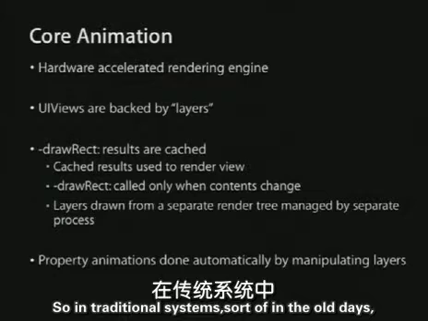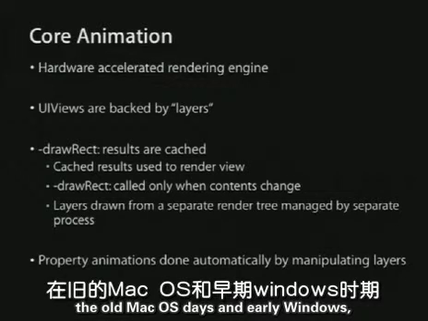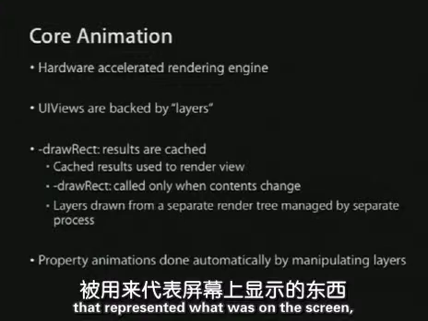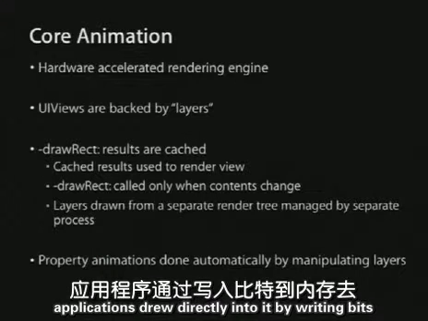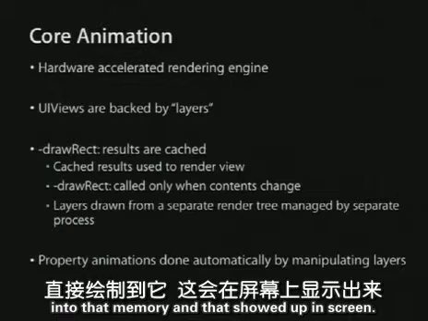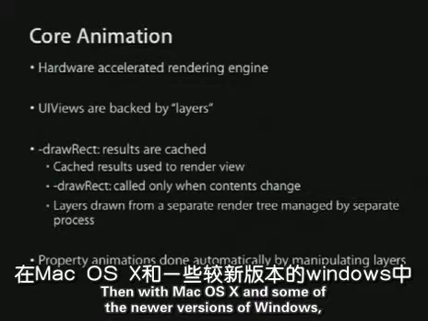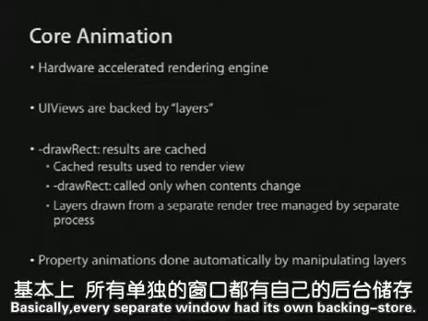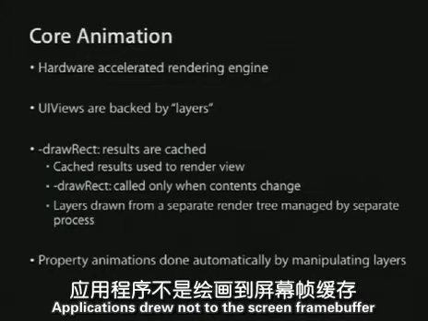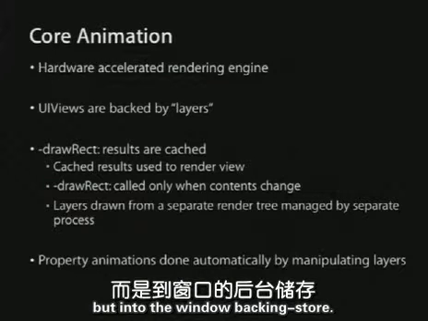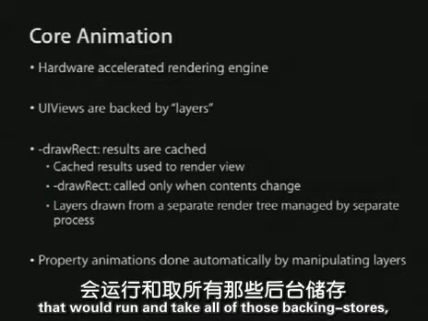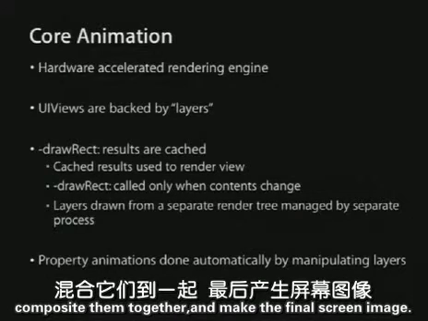So in traditional systems, back in the old days, the old Mac OS days and early Windows, basically applications were drawing directly into the frame buffer. You had a big piece of memory that represented what was on screen. Applications drew directly into it by writing bits into that memory, and that showed up on screen. Then with Mac OS 10 and some of the newer versions of Windows, there was this new compositing model that was introduced, which was really cool. Basically, every separate window had its own backing store. Applications drew not to the screen frame buffer, but into the window backing store. And then there was a compositing pass, another process that would run and take all of those backing stores, composite them together, and make the final screen image.